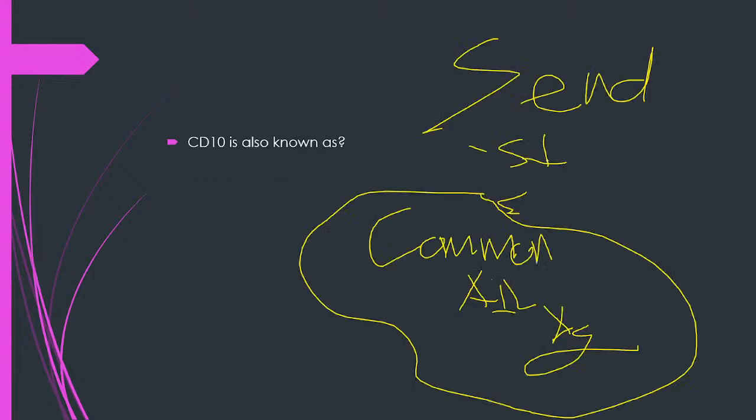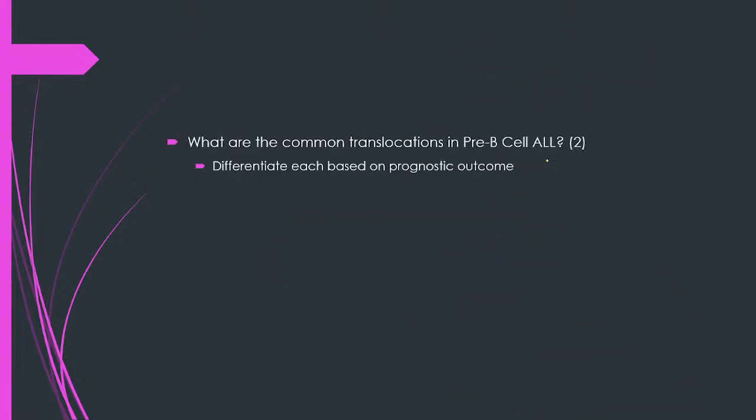So that's CD10. Common translocations in pre-B cell leukemia. So we have 8;22 and 12;21.